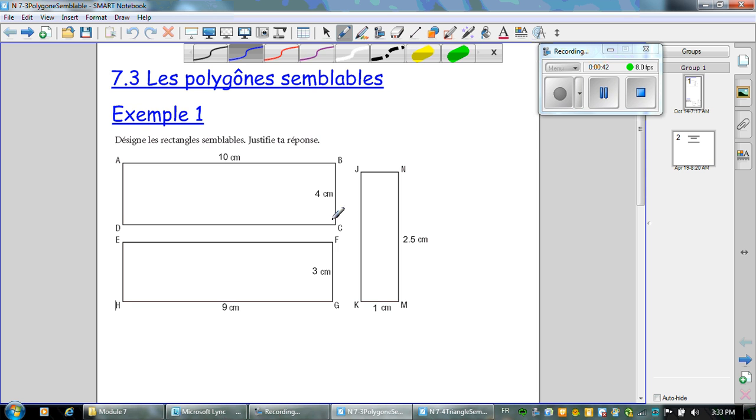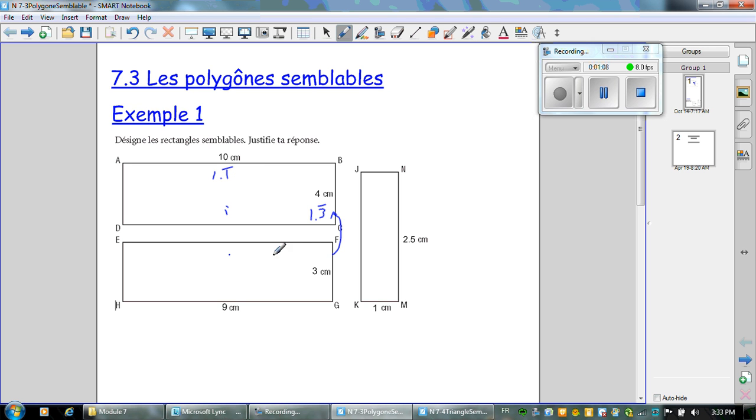So this side compared to that side is 1 and 0.3 repeated. And then it has to be the same ratio between this side and that side. So 10 divided by 9 is 1 and 1 repeated. So it's not the same ratio, so these two are not similar to each other.